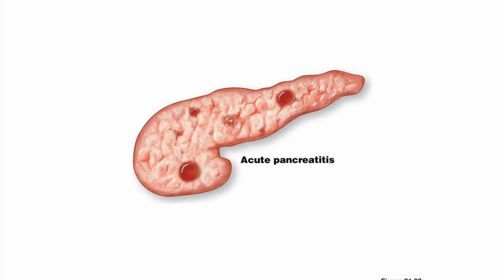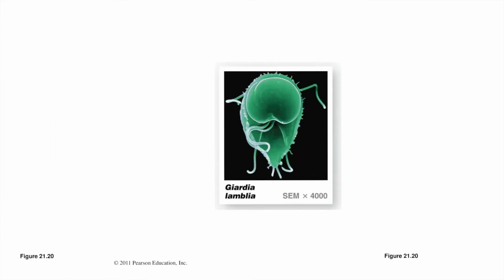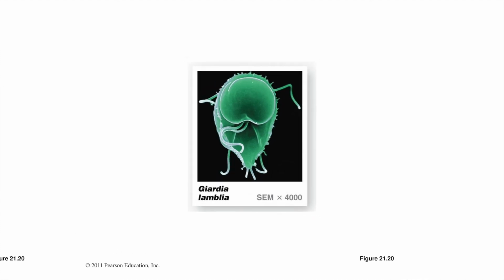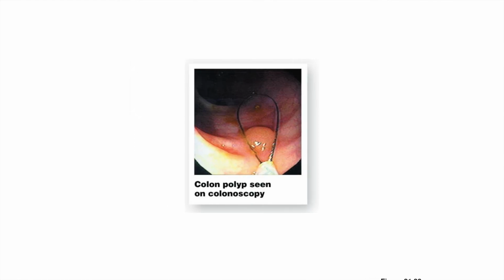Pancreatitis is inflammation of the pancreas. Enteritis is inflammation of the intestine, and this usually causes diarrhea, and this little organism Giardia is a common cause from unclean drinking water. And then colitis is an inflammation of the colon. This often will cause diarrhea or constipation.